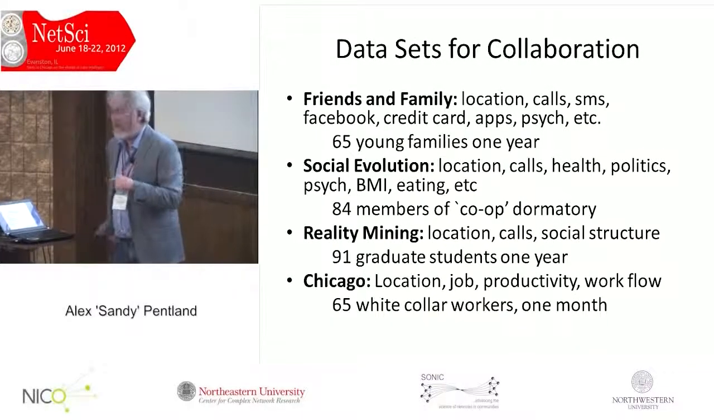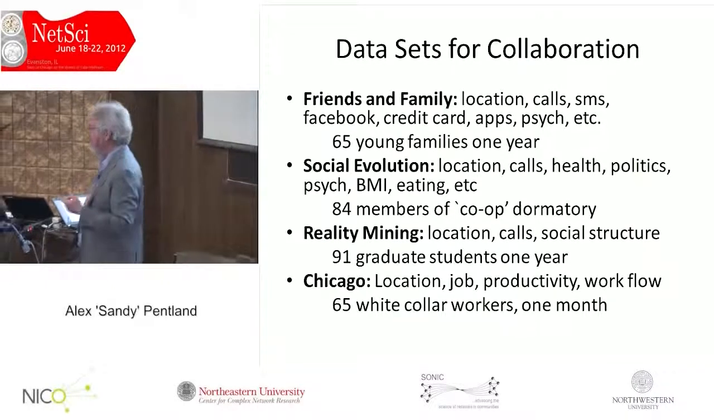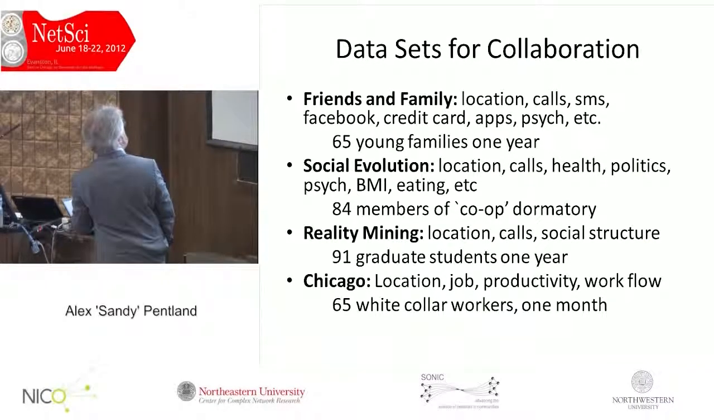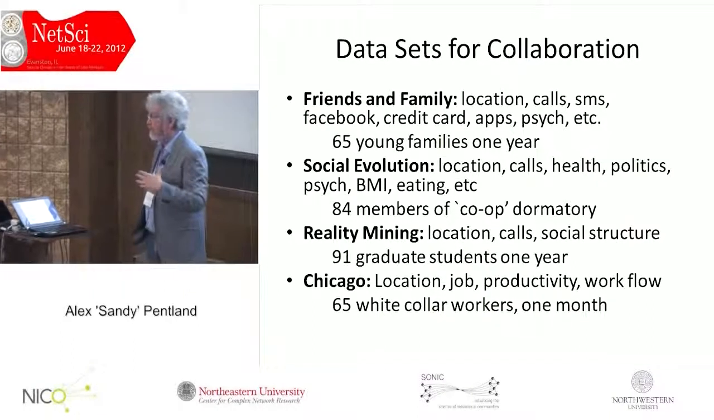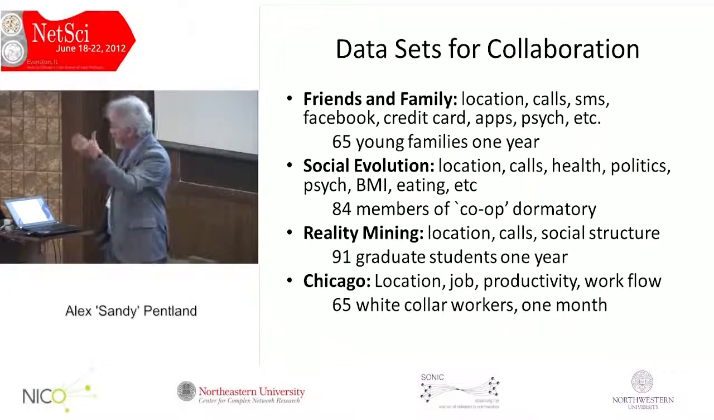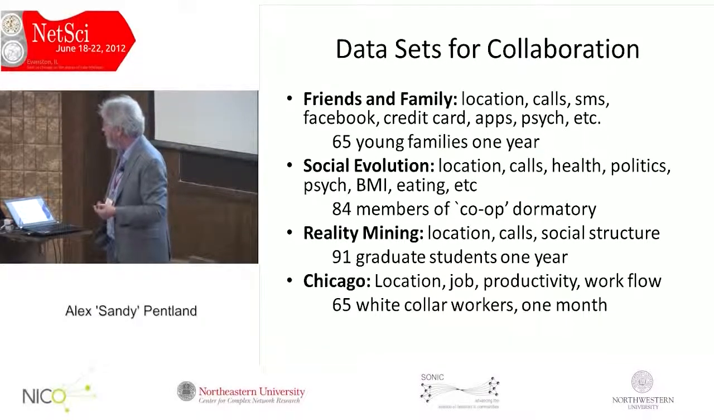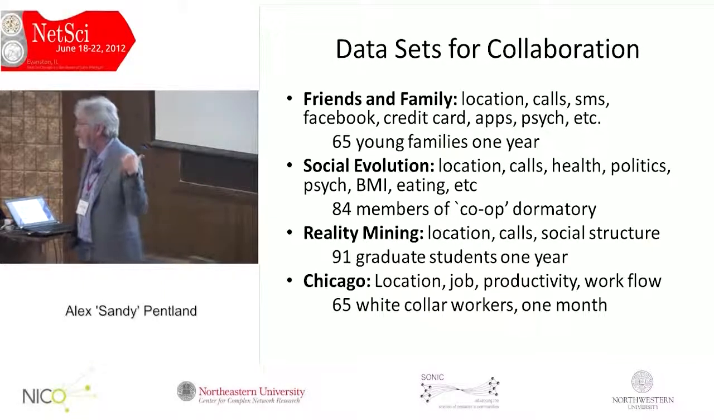One is, we have data that nobody else in the world has, and we put a lot of money and effort into doing that. So the friends and family study has location, calls, SMS, Facebook activity, credit cards, apps, psychological variables such as personality. You name it, we collected it, okay, for a period of a year for this living community of young families. And we'd love to collaborate with you if you have an idea on what to do with this sort of data.